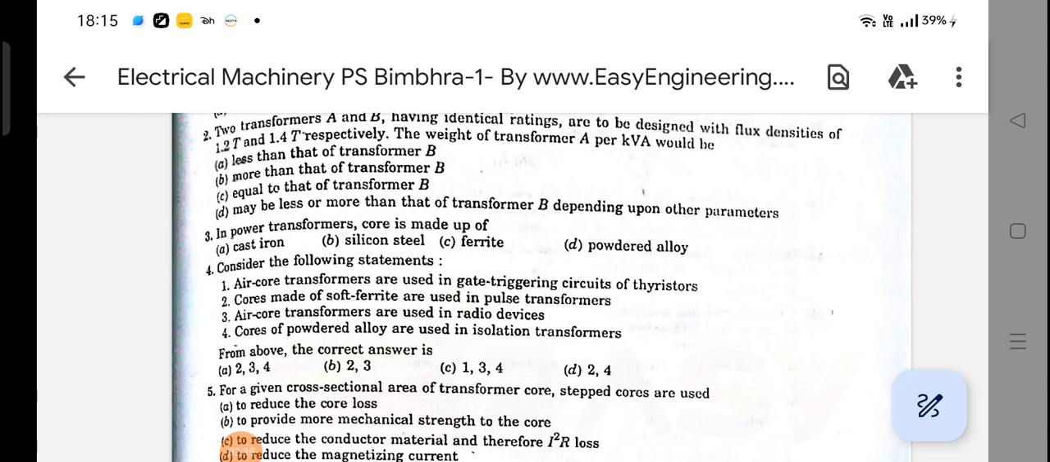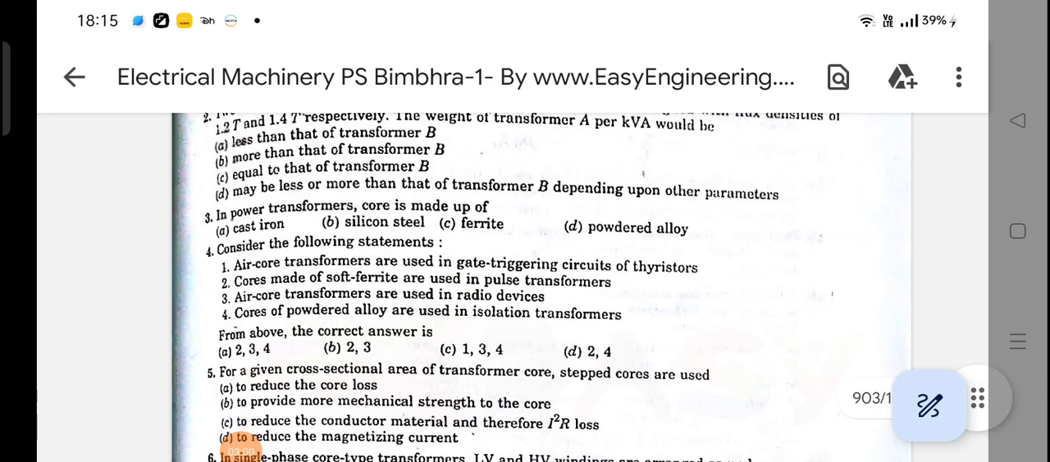Next, consider the following statements. First one: air core transformers are used in gate triggering circuit of thyristor. That is not correct. Next, second one: cores made of soft ferrites are used in pulse transformers. That means the second statement is correct. Third: air core transformers are used in radio devices. This is also correct. Next, cores of powdered alloy are used in isolation transformer. That is not correct, right? That means 2 and 3 are correct. That means the fourth question answer is B.